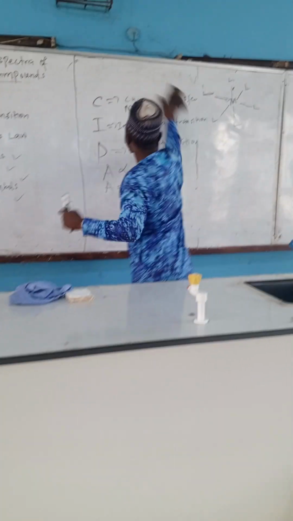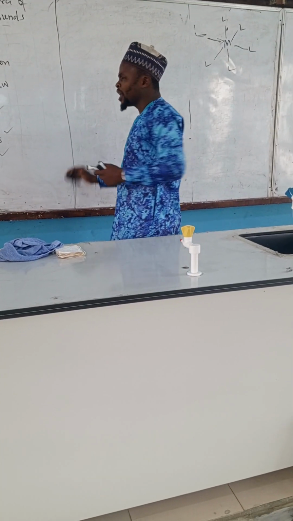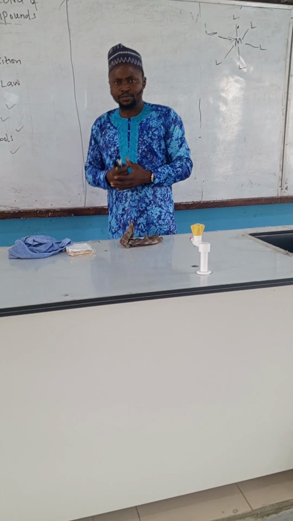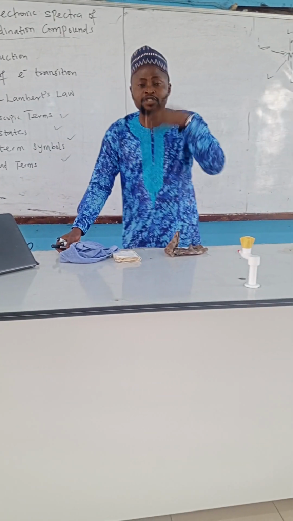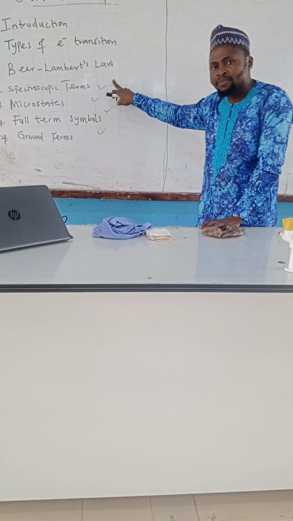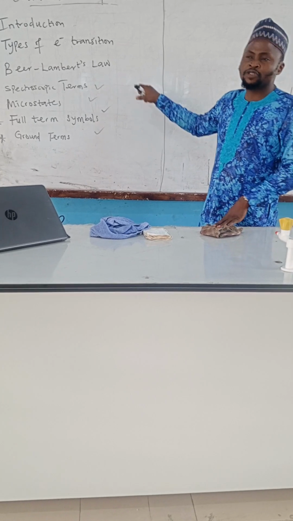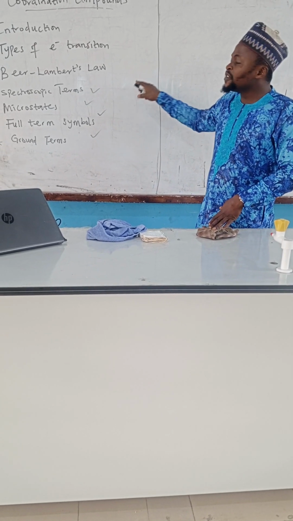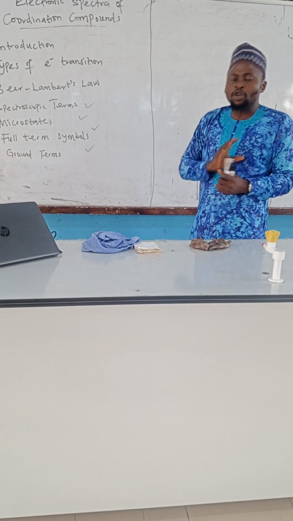Spectroscopic terms. From our previous knowledge, we are all aware of electronic configuration, of which we have quantum numbers. We have the principal, the subsidiary, the magnetic, and the spin quantum number. Spectroscopic terms are an offshoot from the quantum numbers. In fact, spectroscopic terms really give us the behavior, the position of electrons within orbitals.